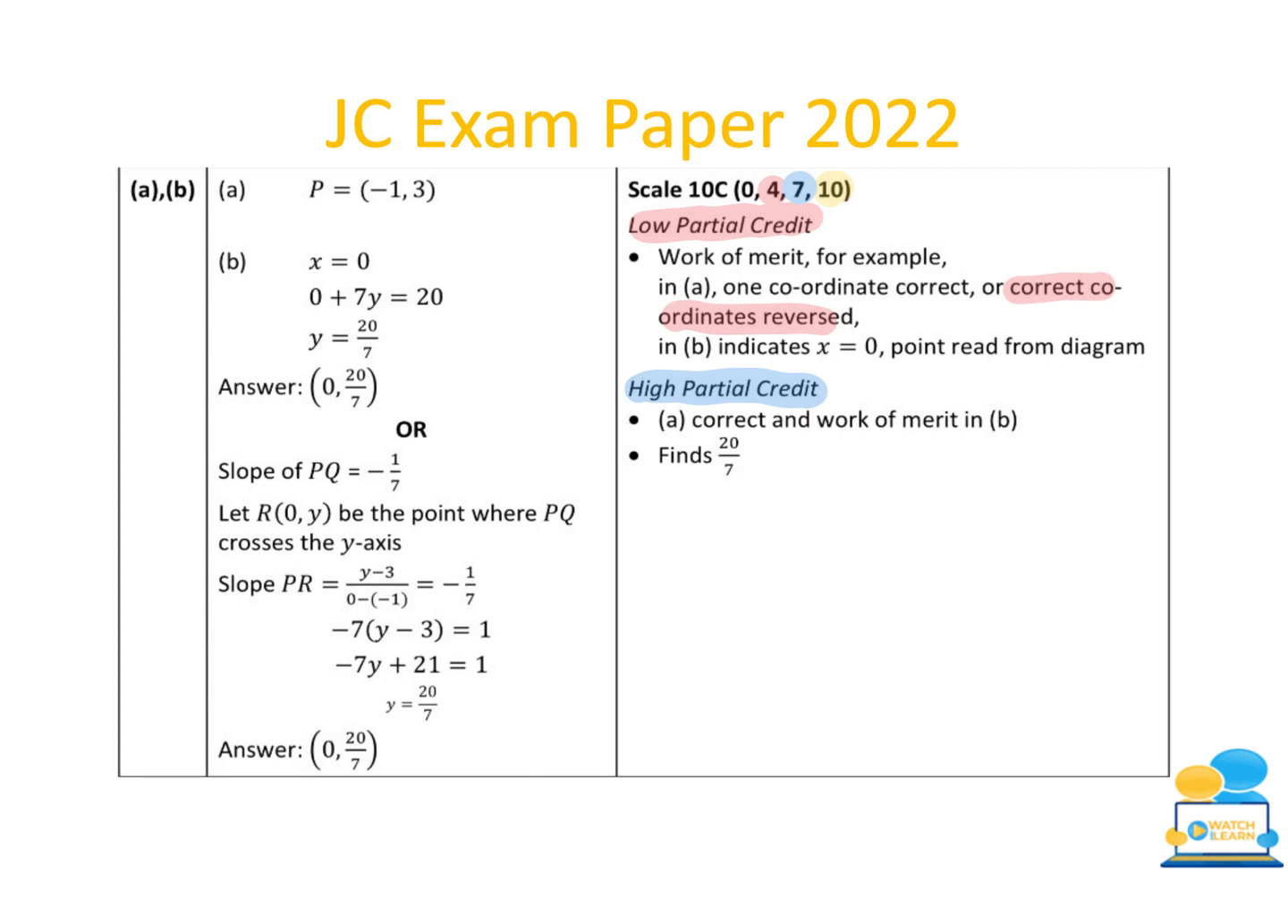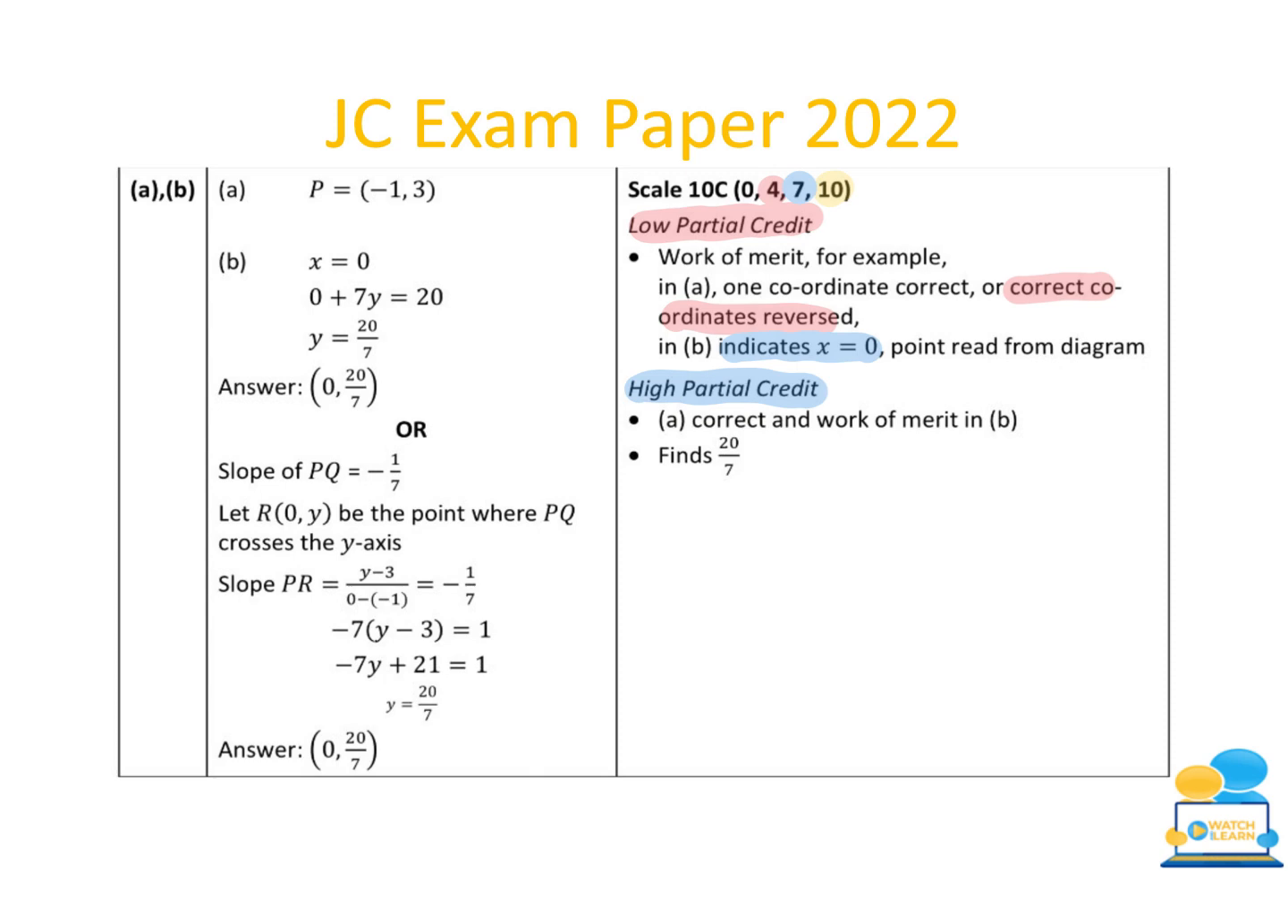And then in part B, they were saying if you were able to indicate that you knew x was equal to 0 when the line crosses the y-axis, that was going to give you some low marks. Well, 4 out of 10, really, that's a pass mark when you think about it. So very easy to get up to that mark.